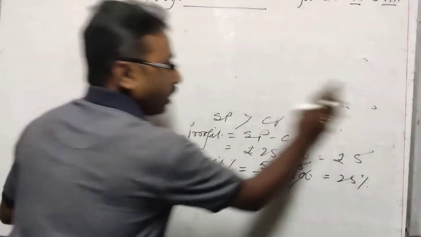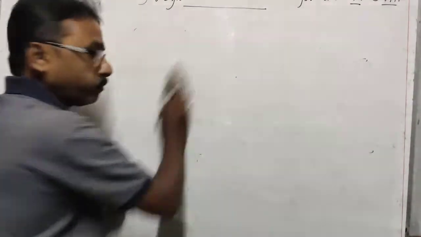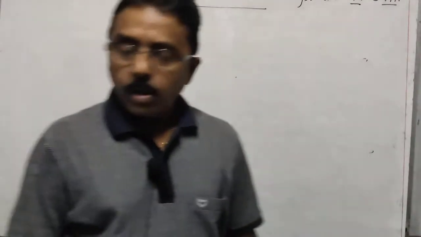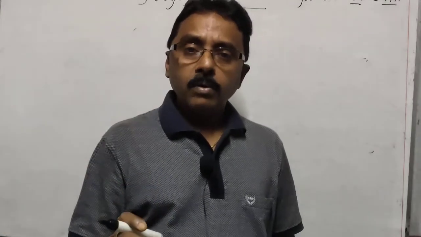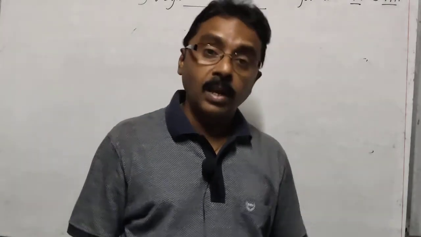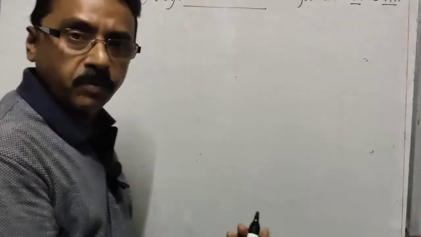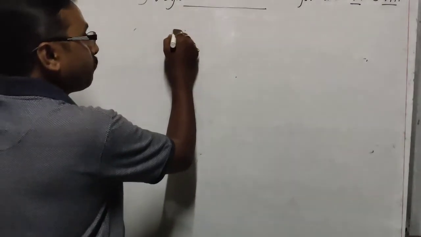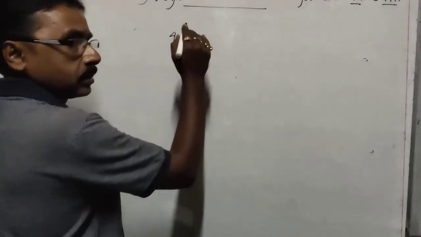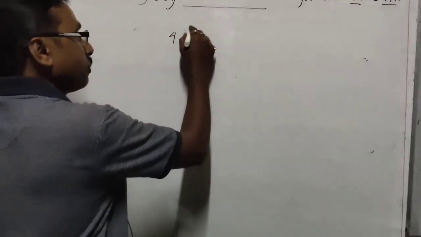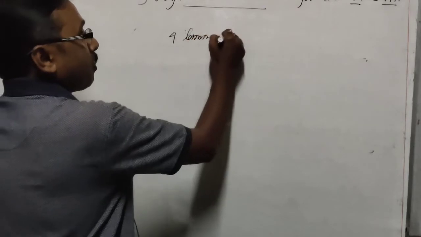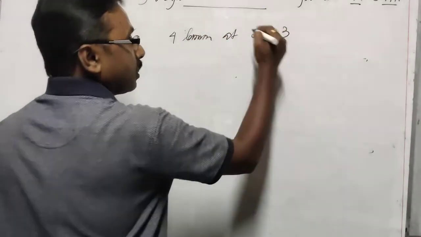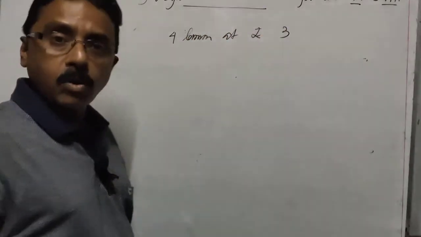A man bought 4 lemons for rupees 3 and he sold 3 lemons at rupees 4. What is the profit percent? 4 lemons at rupees 3. This is the cost price.